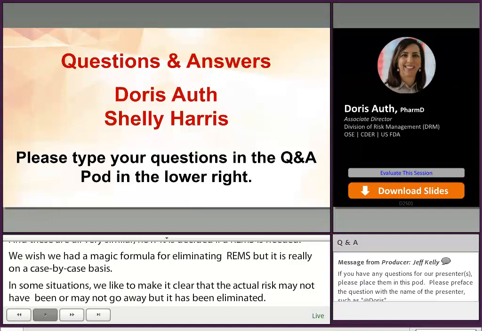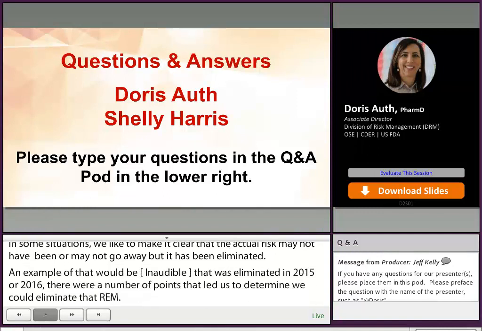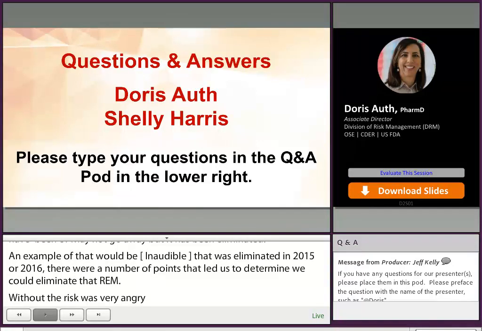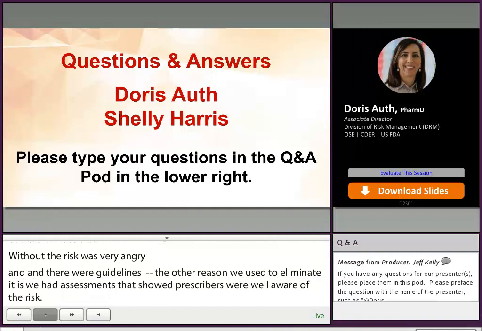One of them was that we really felt that the risk was very ingrained in clinical practice, and there were guidelines available. The other reason was that we did have REMS assessments that showed that prescribers were well aware of the risk, those that were involved in the program, and there were very few that were not. And so we felt that knowledge was out there. And also there is another product that was very similar on the market with very similar risks and very similar guidelines for administration that did not have a REMS. So that was the case of Tikecin.